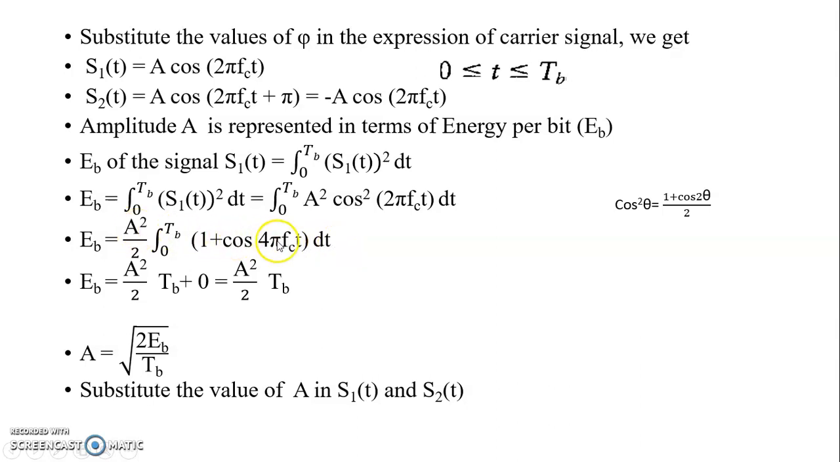Then integrating separately, Eb is equal to A square by 2 times, when integrating 1 dt, it is t over the interval 0 to tb, which is tb. Plus, when integrating cos 4 pi Fc t over the full bit duration, it will result in 0. So Eb is equal to A square by 2 into tb plus 0. So that is A square by 2 into tb. From this, we will get the expression of A, the amplitude of the signals.